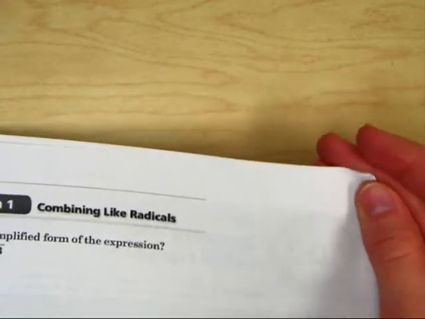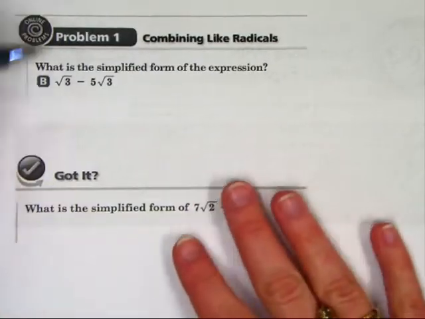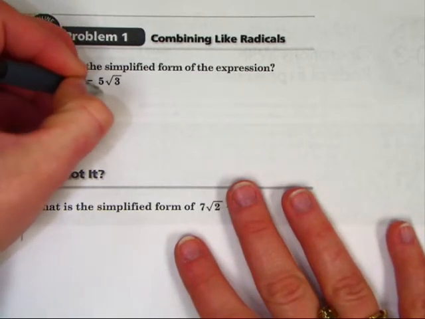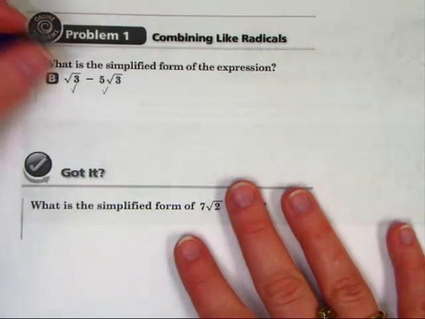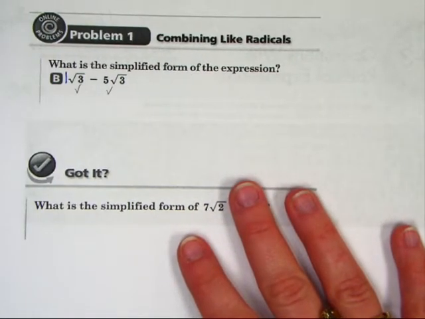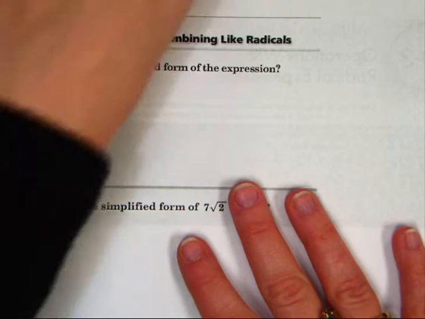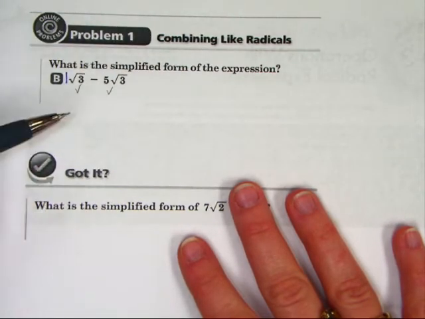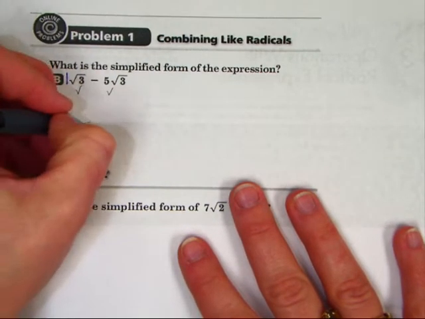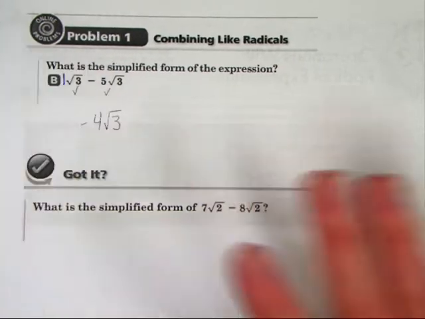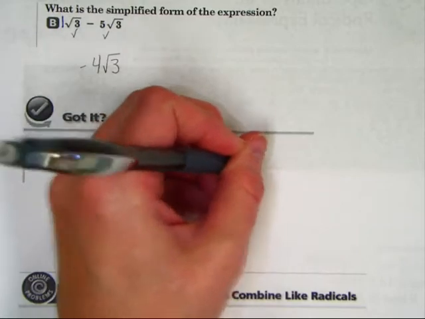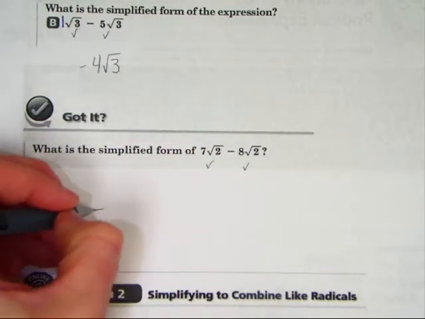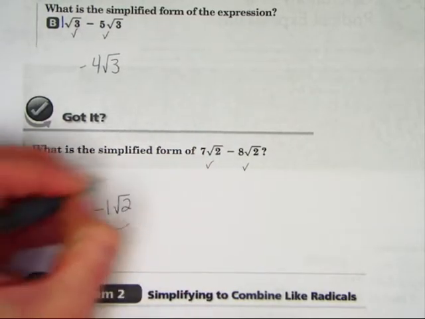Okay, problem B. What's the simplified form? Now they're already reduced. I can give each one a little check mark. If it helps, go ahead and put a 1 in front of that square root, because it's really 1 square root of 3. So you have 1 square root of 3 minus 5 square roots of 3. 1 minus 5 is negative 4 square roots of 3. Let's try the next one. They're both simplified. Give them a little check mark. 7 minus 8 is negative 1 square root of 2.